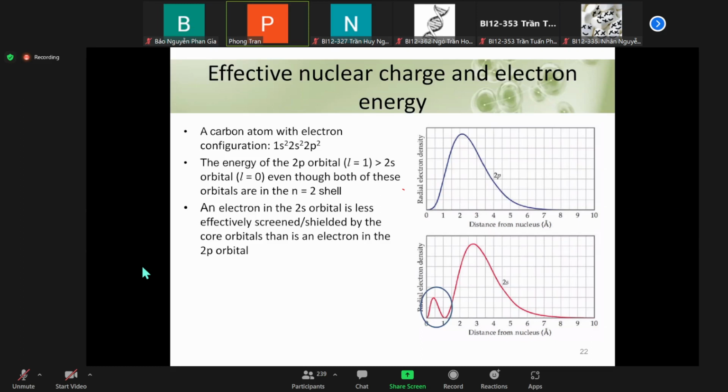If you look at the carbon atom, it has the electron configuration 1s2, 2s2, 2p2. The energy of the 2p orbital is higher than the energy of the 2s orbital, even though both 2s and 2p stand in the same shell, n equal to 2. An electron in the 2s orbital is less effectively screened or shielded by the core orbitals than an electron in the 2p orbital. It's quite easy to imagine: the 2s electron has probability to get closer to the nucleus compared with the 2p orbital. The 2p electrons get further from the nucleus, so they experience less positive charge effect from the nucleus.